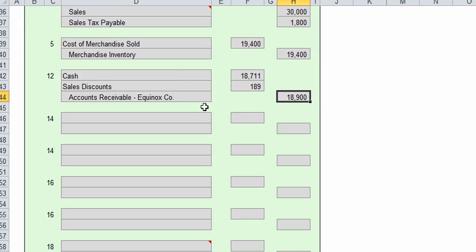Let's go through this one again, though. We debited cash for the amount received, which is equal to $18,900 minus $18,900 times 0.01, which is the discount.